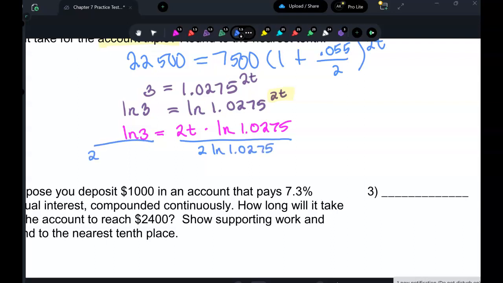Wait, why are you putting it? Because I want to cancel everything except for the t. Oh, so anyways, you're gonna have to divide it by 2. Yeah. Can you explain your thought process on how you did it?